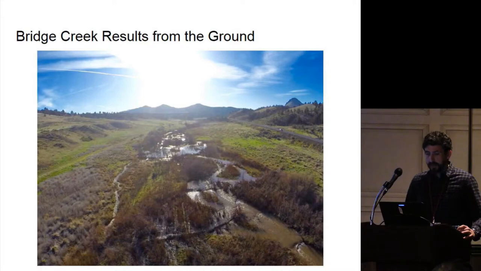And this is what that looks like on the ground. You can see here, not only is the riparian area increased in plant productivity, but they're getting a lot of in-channel diversity, spreading that water across the floodplain, and really re-engaging the hydrology in the area.